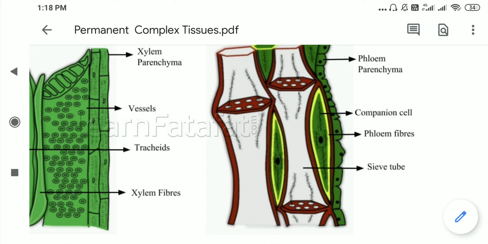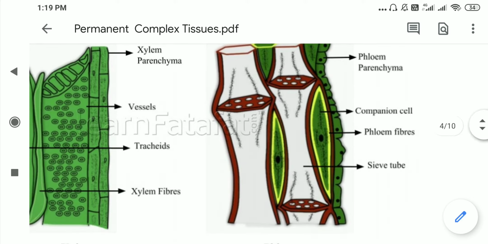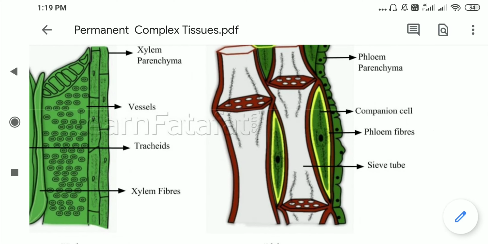Now children, come to the phloem. Phloem is food conducting tissue of vascular plant. What it conducts? Food. Okay. It is also made of 4 types of cells. First is sieve tube. Just see in the book. Just see in the picture, sieve tube, bottom sieve tube.